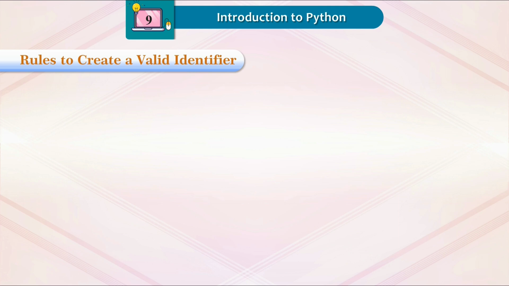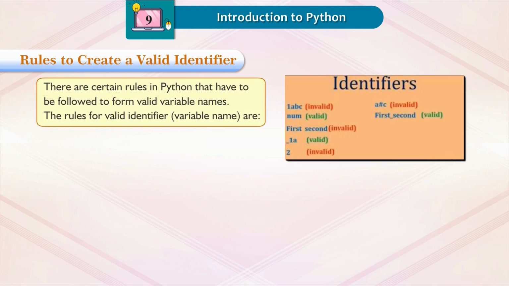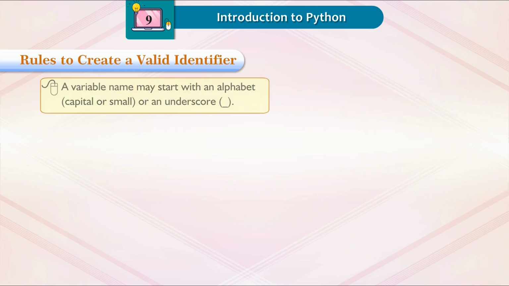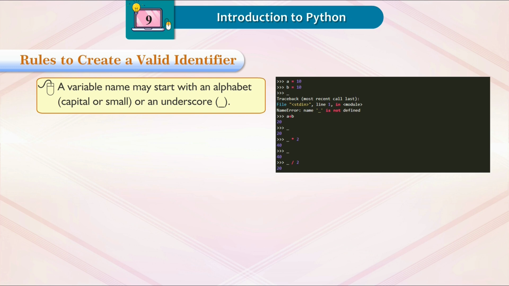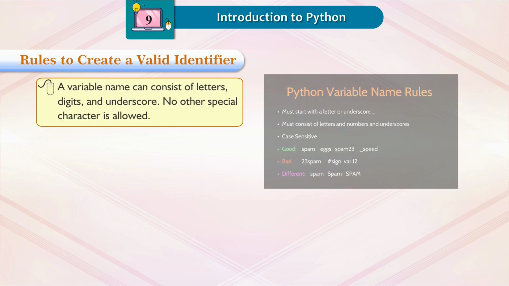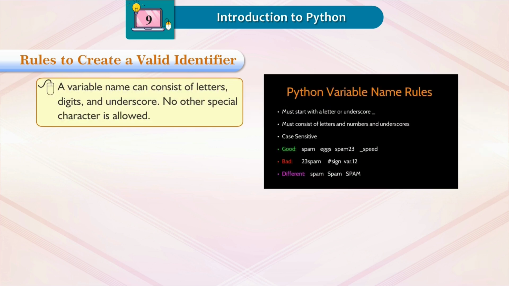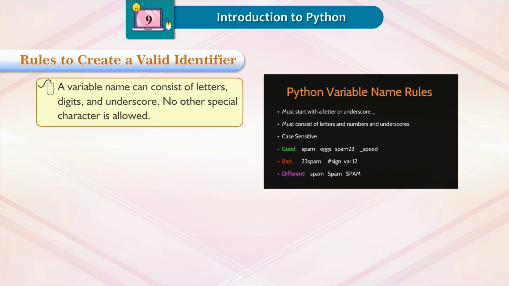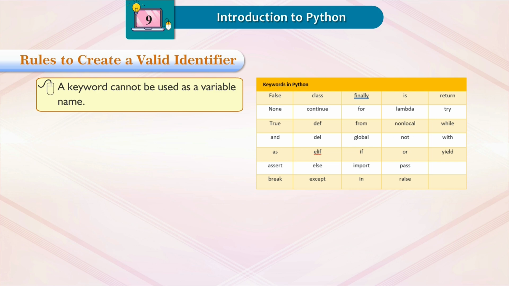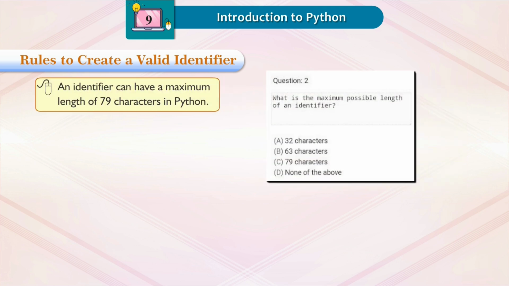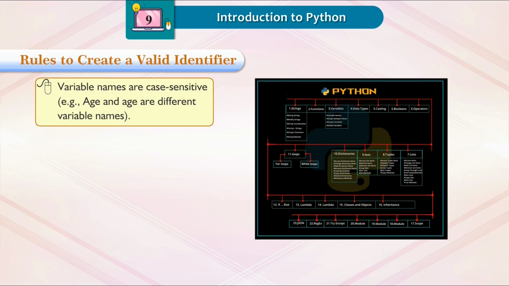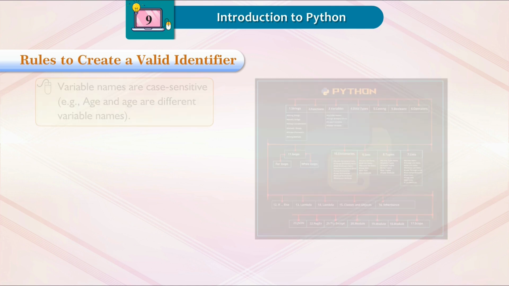Rules to create a valid identifier. There are certain rules in Python that have to be followed to form valid variable names. The rules for a valid identifier or variable name are: a variable name may start with an alphabet, capital or small, or an underscore. A variable name can consist of letters, digits, and underscore. No other special character is allowed. A keyword cannot be used as a variable name. An identifier can have a maximum length of 79 characters in Python. Variable names are case sensitive. For example, Age and age are different variable names.